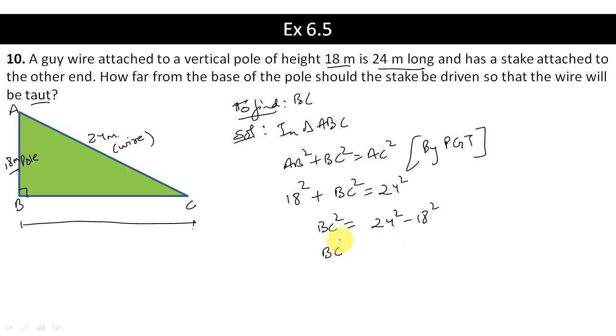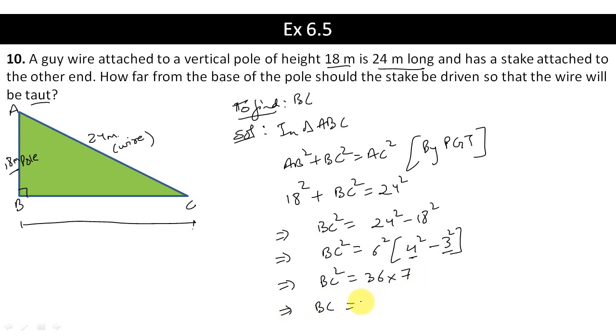So from this, I can take out 6 square as common. So you will be left with 4 square, because 6 4s are 24, minus 3 square. This implies BC square will be 6 square, 36 multiplied by 4 square, 16. 16 minus 9, which is 7. So BC will be under root of 36 into 7. So 36, this can be taken out of the root. So this will be 6 root 7 meter. Therefore, the distance where this stake should be driven will be 6 root 7 meter from the base of the pole.